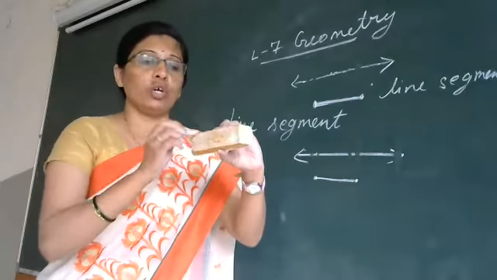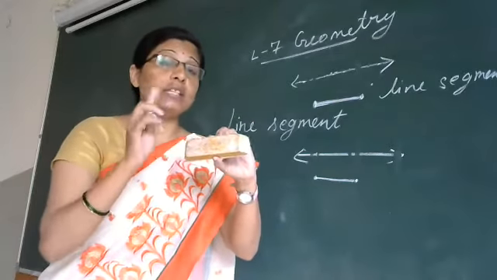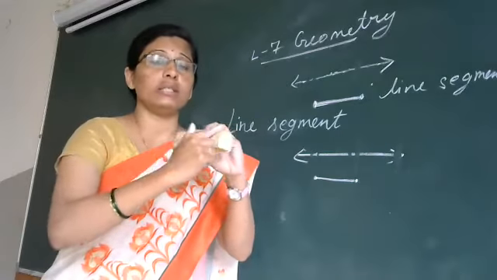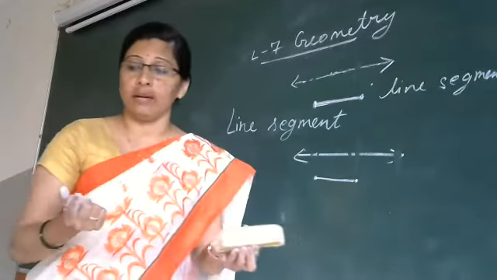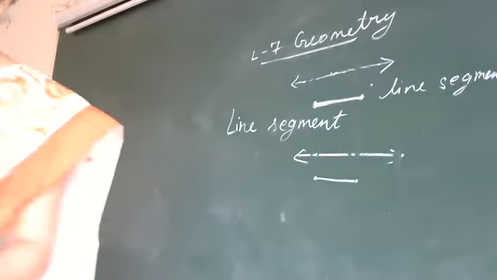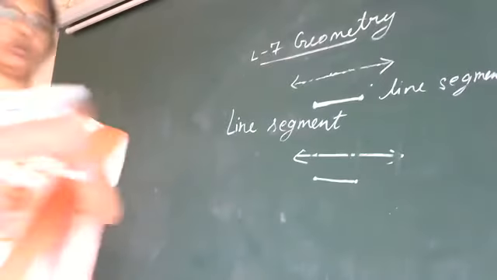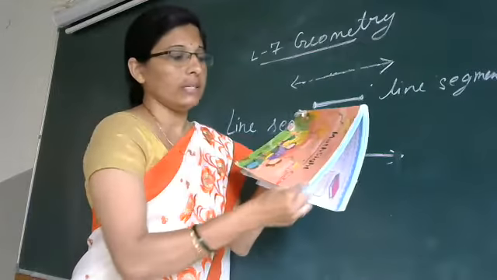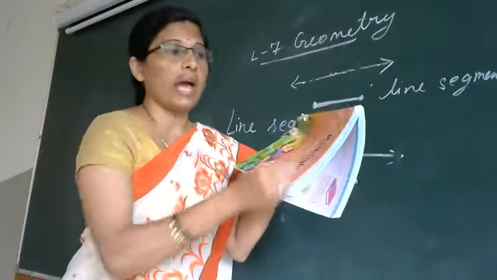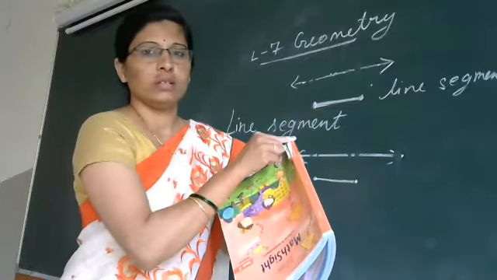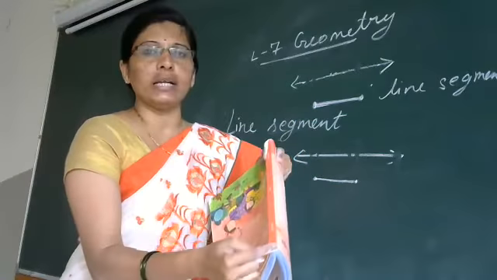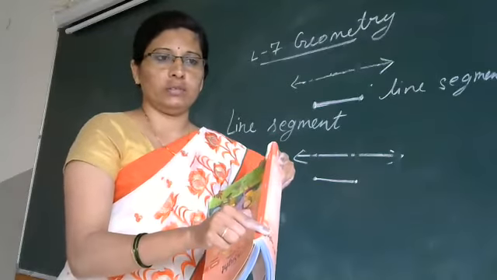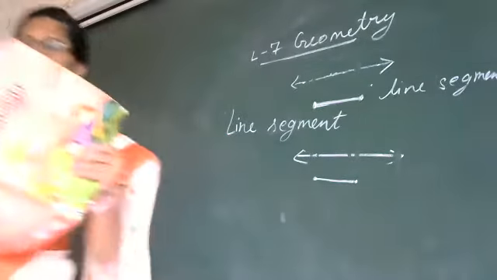Now if this is a duster, you can see the line continues. But if I take only this part, this edge is a line segment. If you take your book also, it has a starting and an ending, a line which has two endpoints. From here it is starting and here it is ending. So this is also a line segment only. Okay?